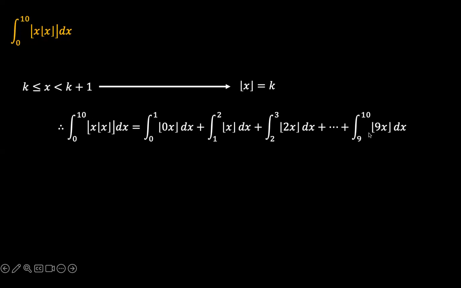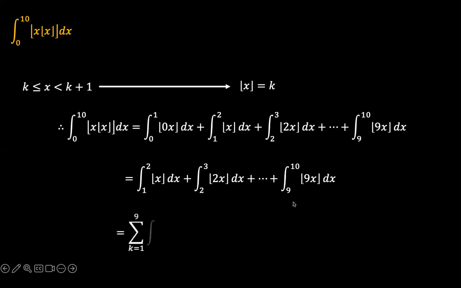The floor function of x within that interval is 9, so we have the floor function of 9x integrated in that interval. Since the first term is 0, it collapses to 0, and now we have a summation of integrals from 1 to 2 of the floor function of x, 2 to 3 of the floor function of 2x, and so on up to the interval 9 to 10, where we have the floor function of 9x. So that can easily be represented as a summation from k equals 1 to 9 of the integral from k to k plus 1 of the floor function of kx.